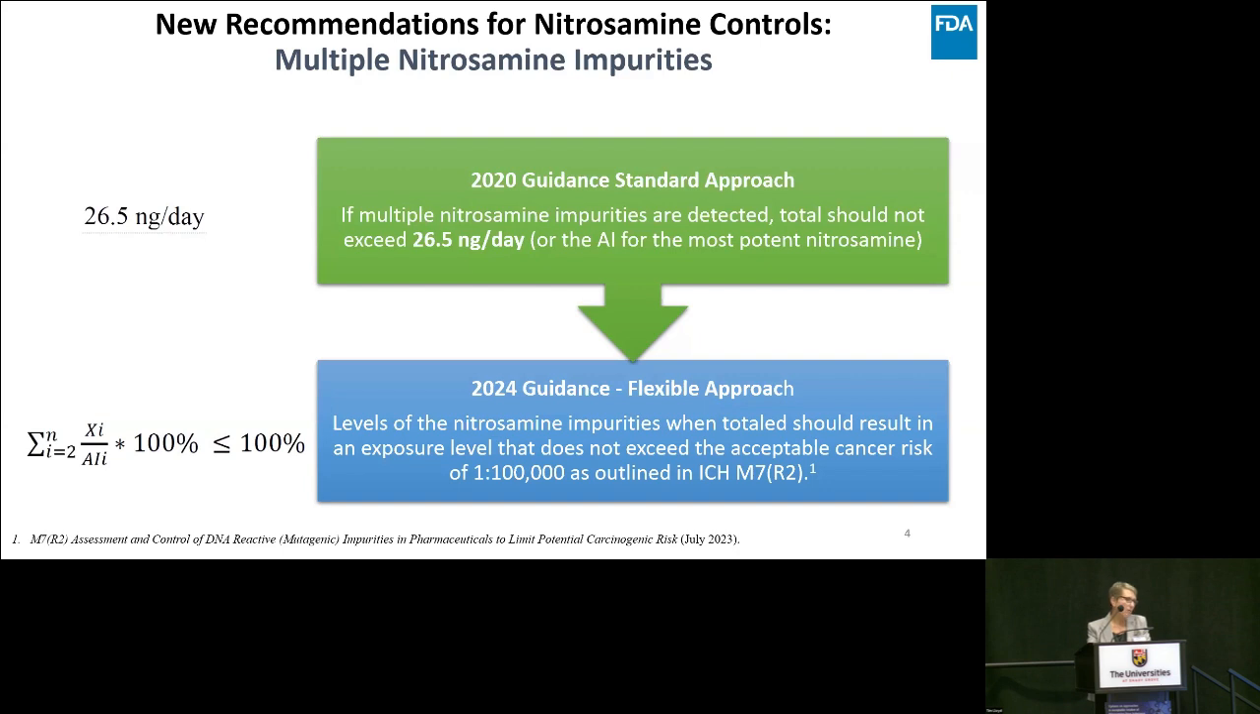In the new guidance, we've introduced a flexible approach to total nitrosamines. Dan went into a great deal of detail on this and gave some good examples, so I'd like you all to refer to his presentation for that. But suffice to say that instead of a very strict limit based on the most potent nitrosamine, a manufacturer can look at the individual AI limits for the nitrosamines and look to see whether or not the nitrosamines, based on the percentage, add up to more than 100%. As long as the percentages add up to within 100%, that is a passing result.